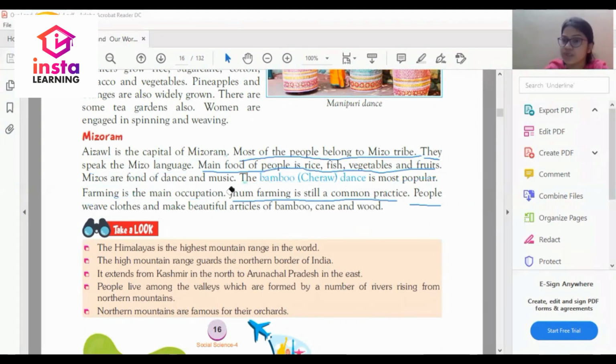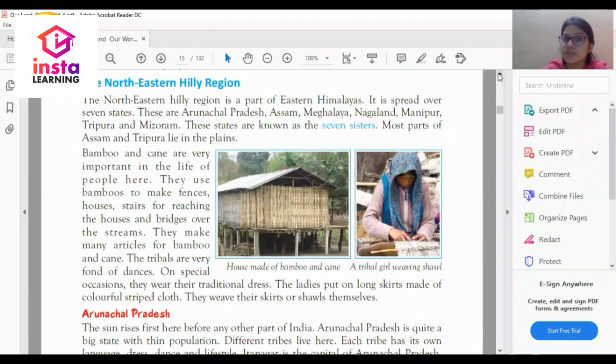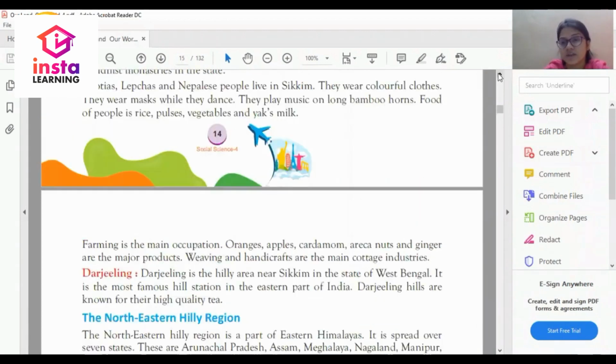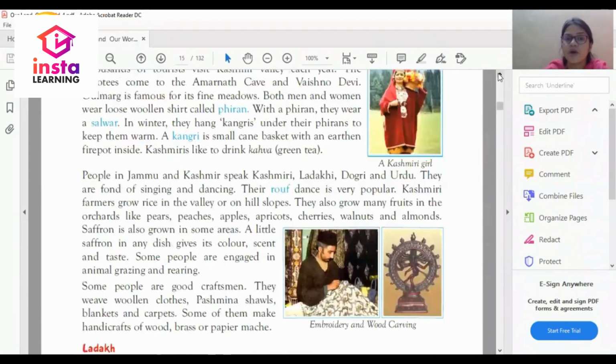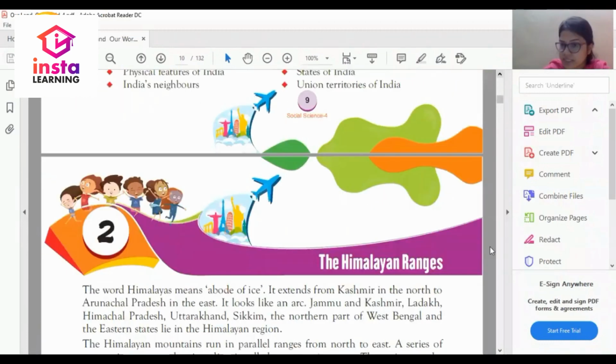So, dear student, this is all about the seven sisters of the northeastern hilly region, and this is all about chapter 2, the Himalayan range. We will study the next chapter, chapter 3, in our next class. Thank you.